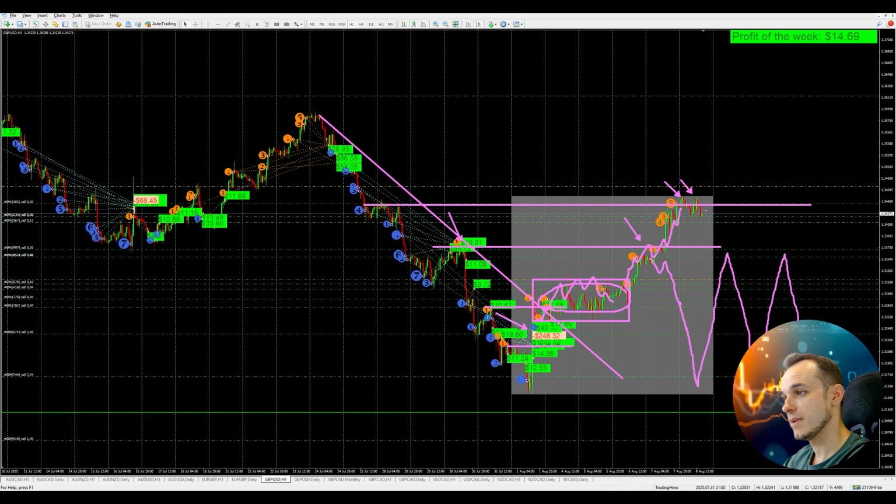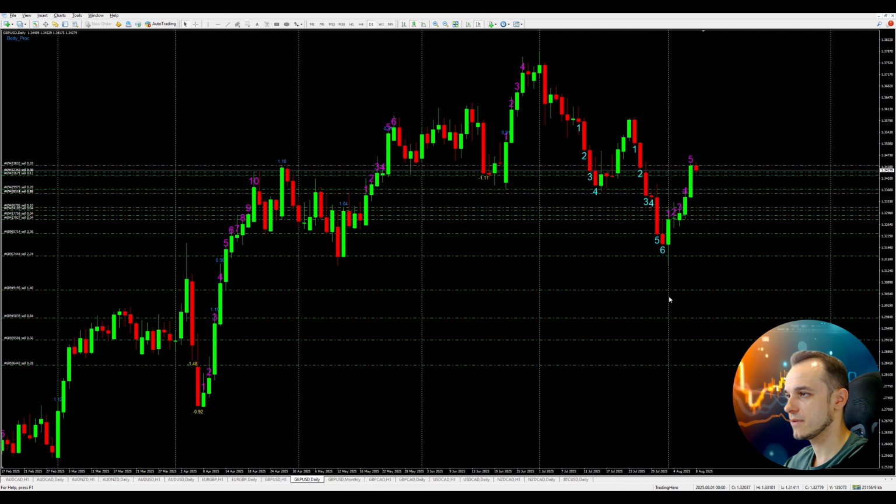Actually, I hope that this level will also be the level of resistance and we're going to move down, because if we change the time frame to the daily, you can see that this downtrend continues, nothing changed. So the selling scenario is still in force and we have the chance that the price will go down.